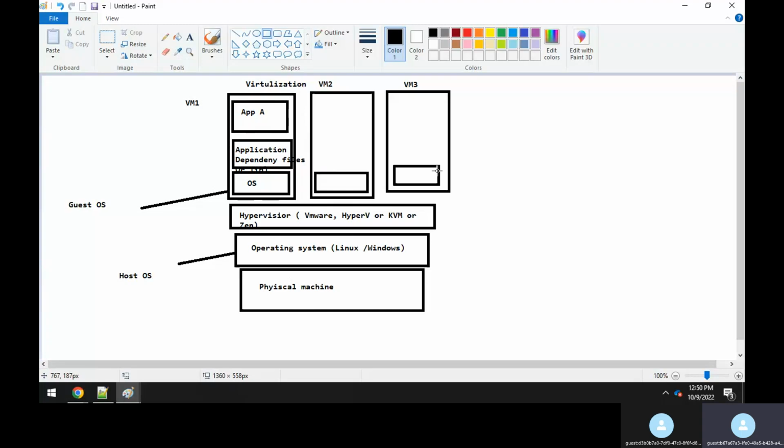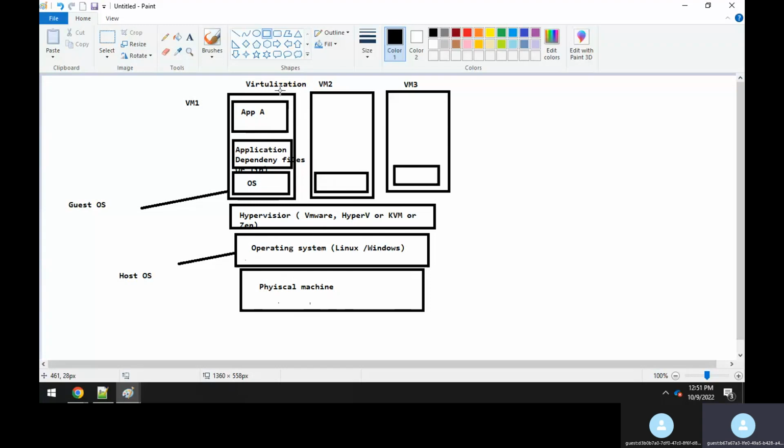The whole thing we call virtualization. What do you mean by virtualization? Within a single machine or a single server, we have an operating system and we install the hypervisor so that we can have multiple operating systems, many more operating systems, on an existing single operating system or single server. That is virtualization. This is a very basic concept of virtualization.